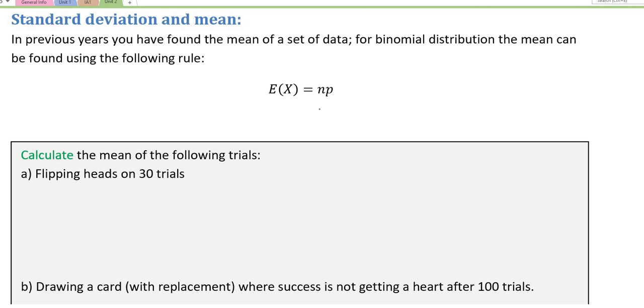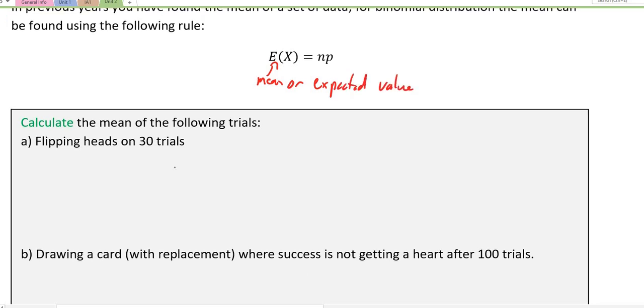Find the mean of the following. So the only thing worth noting here is E(X) means mean or the expected value. So the expected value of X equals n times p. Flipping heads is a half. 15 heads is what I would expect. Pretty basic.